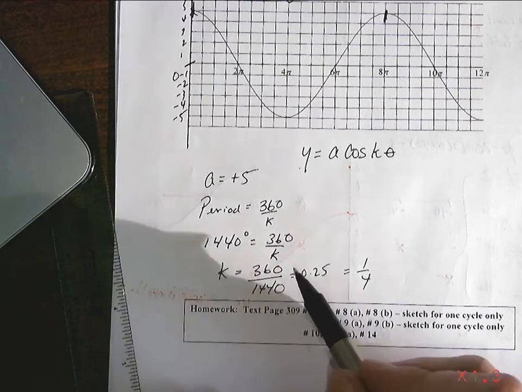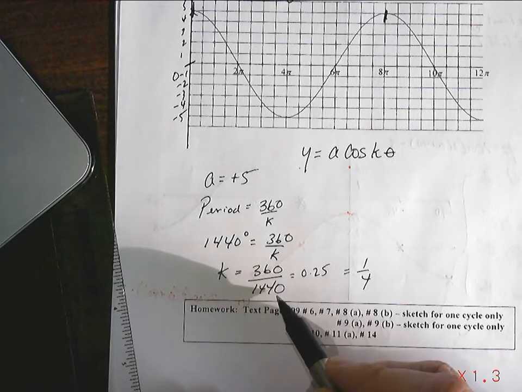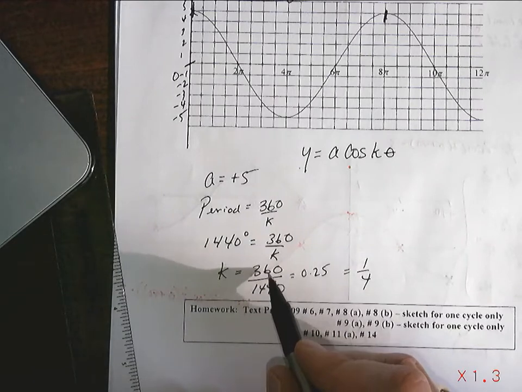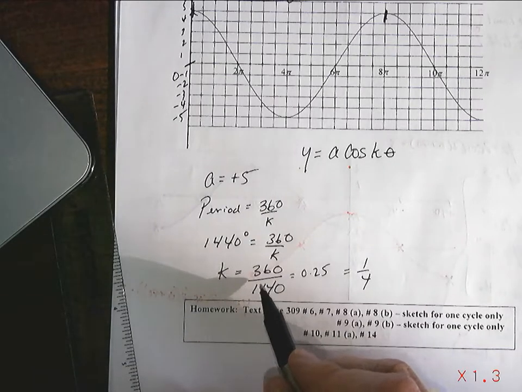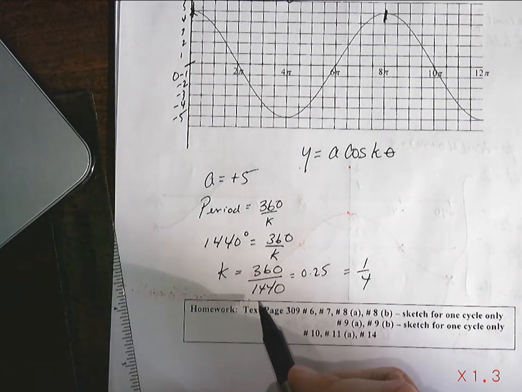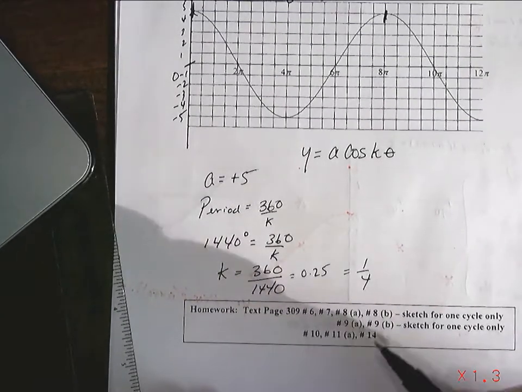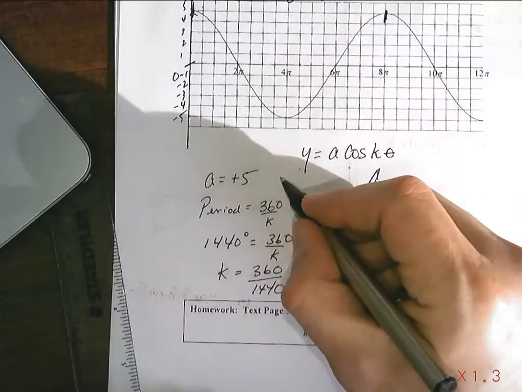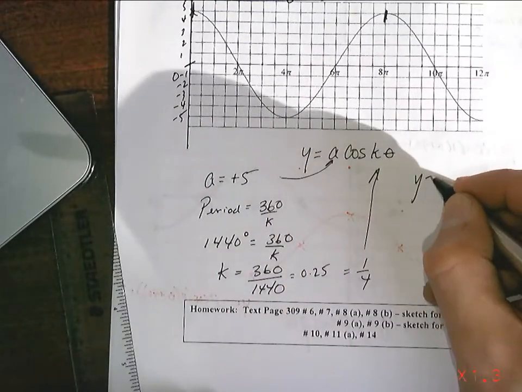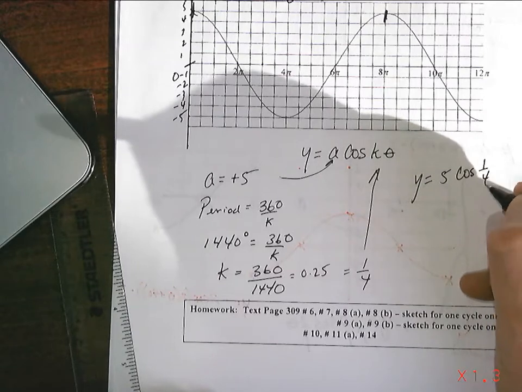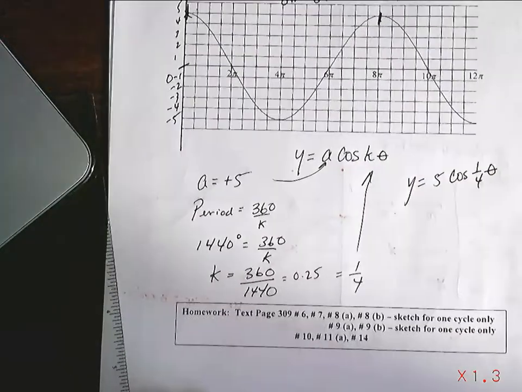Another way you could do this is divide both by 10, so it would be 36 over 144. Divide both by 2, so then it would be 18 over... You see what I'm doing, right? Keep going down and down and down until you get it. Anyway, you've got your K value. You've got your A value. One answer to this is 5 cosine 1/4 theta.